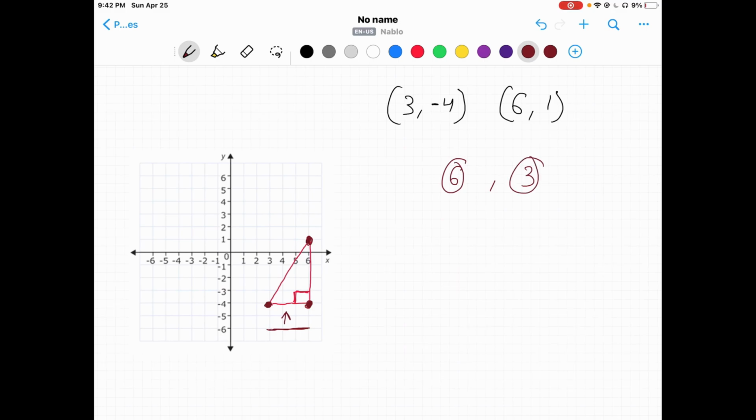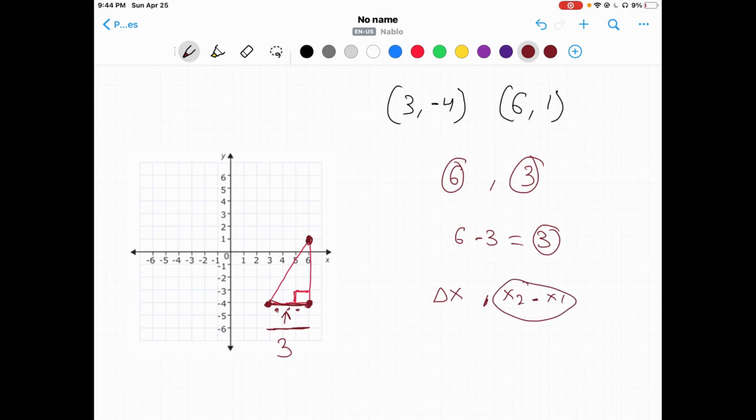Now, if we counted 1, 2, and 3, we would have that this side length has a length of 3. Now, also, if we subtracted 6 minus 3, we would get the same answer. So, I don't know if you picture this, but you can use the change in x in order to solve for this horizontal side length. In other words, x2 minus x1. And x2 would be 6 because it is this point right here, minus x1, which would be 3 right here, and you would get 3, which is the side length.